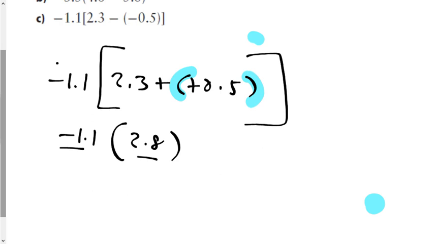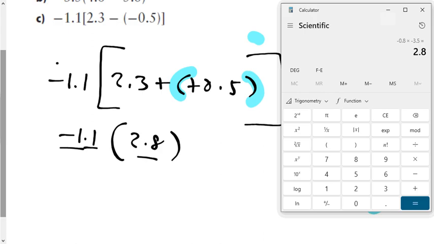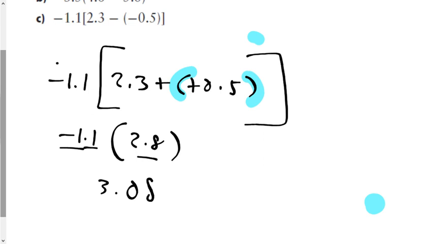What's 1 times 2.8? 2.8. What's 0.1 times 2.8? Just have to move the decimal one place over. Decimal 2.8, right? If you multiply it by 0.1, you'd get decimal 2.8. $2.80 plus 28 cents is $3.08. So it should be 3.08 if I work that out properly. 1.1 times 2.8, 3.08. Is it positive or negative? Negative. Okay. Any questions on that?